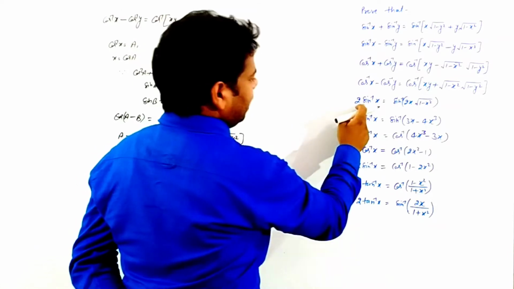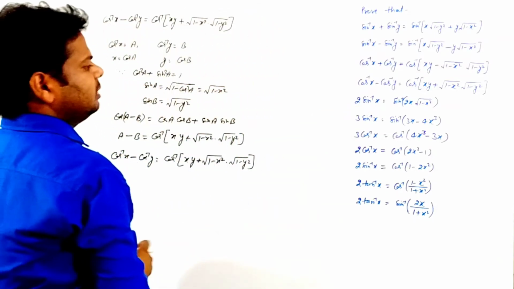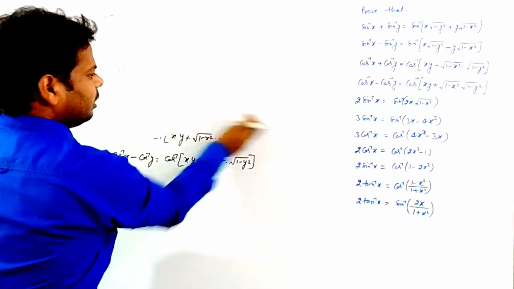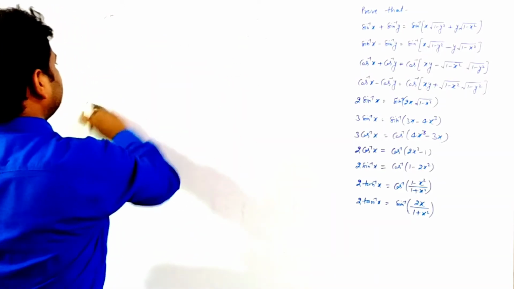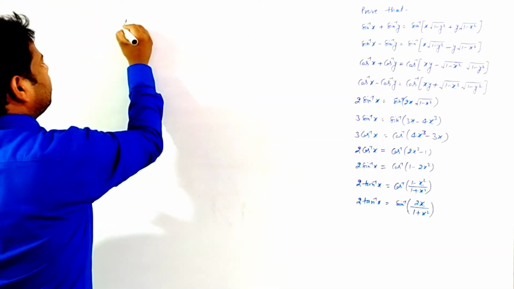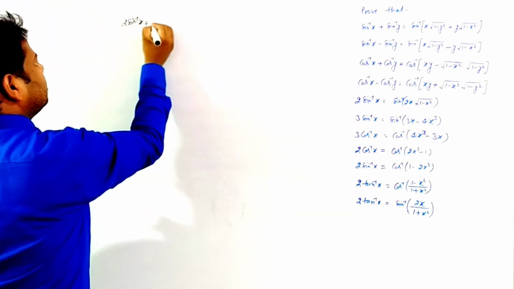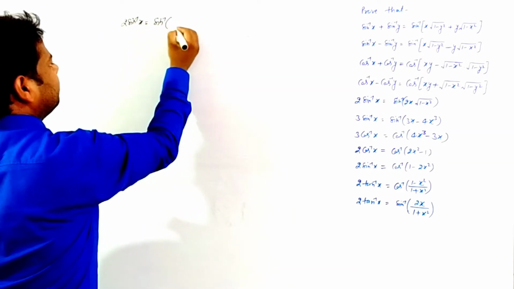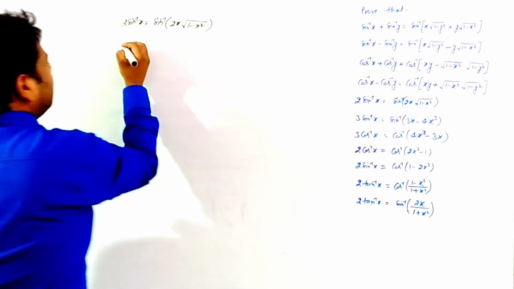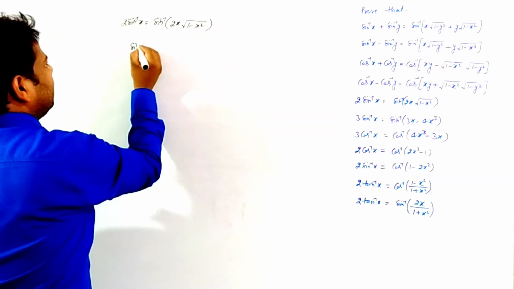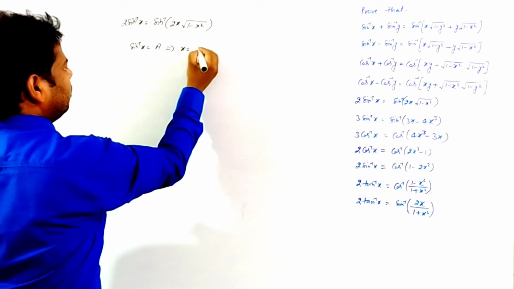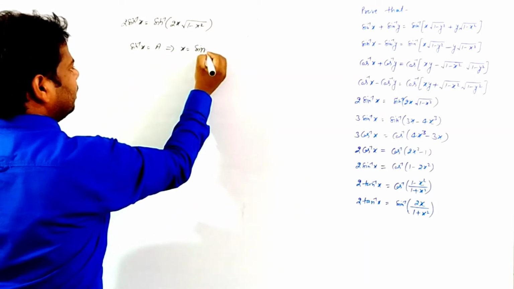Now we prove that 2 sin inverse x is equal to sin inverse of 2x under root 1 minus x square. How can we prove it? First, we write this formula: 2 sin inverse x is equal to sin inverse in bracket 2x under root 1 minus x square. Let us suppose that sin inverse x is equal to a. Then this implies x is equal to sin a.